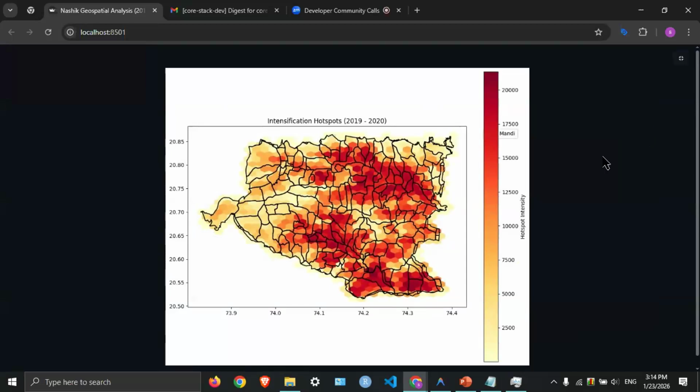Are these H3 hexagons? Yes, hexagons, hexbins. Because when I tried to plot a hotspot, it took too much time, and I don't have that many resources to plot. Hence I used hexbins. So it will give a quick result, and it is very efficient in that case.